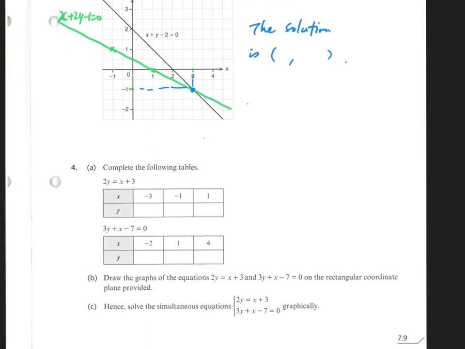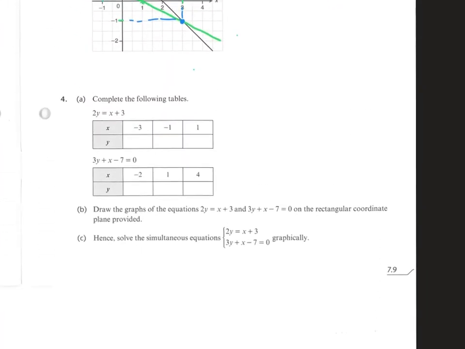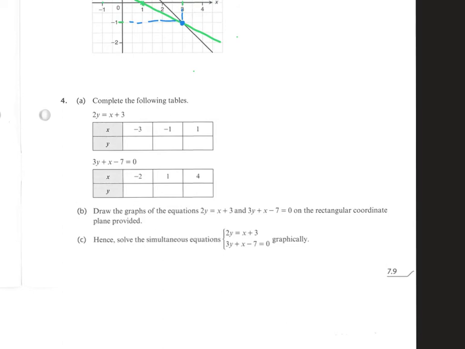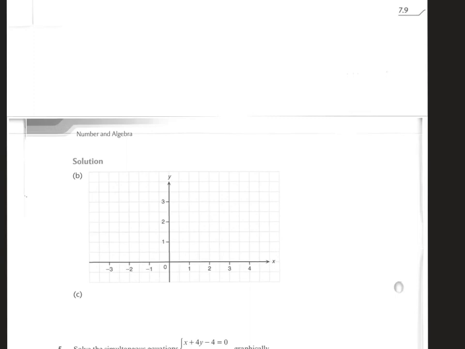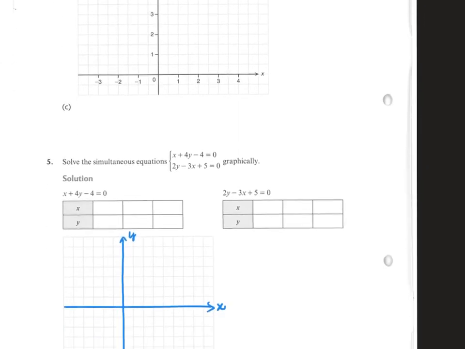Coming up next is a harder question because both lines are not drawn for you. So that's why you need to have a table, get some points, and draw them one by one. I will leave this work for you to solve by yourselves.